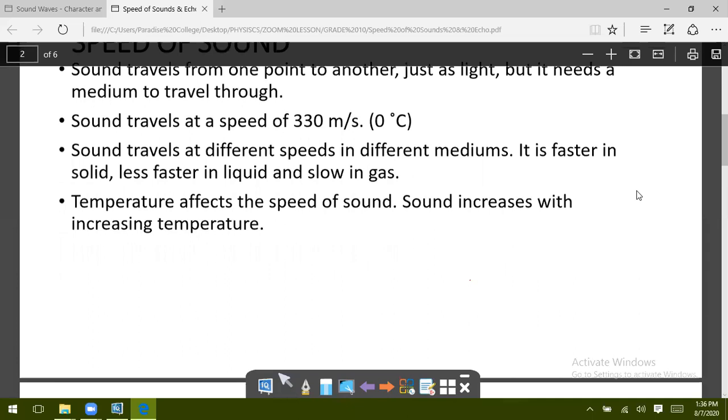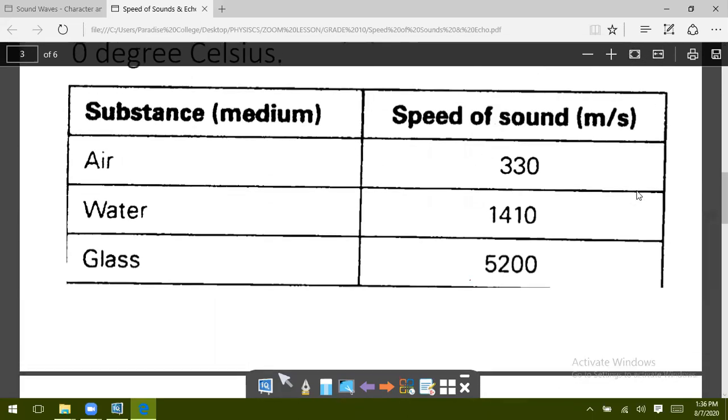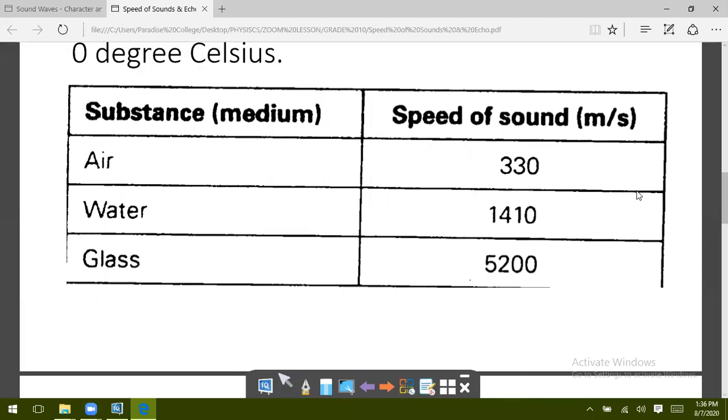Now let's move a little bit further down. Basically, this is an extraction from your textbook, so you can check this out from your textbook. As you can see, glass, being solid, 5,200 meters per second. Water, liquid, 1,210 meters in 1 second, and 330 meters for air. Those are examples of the speed of sound in those three different media.